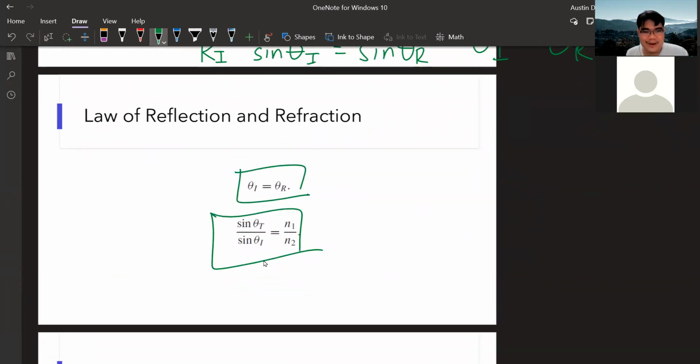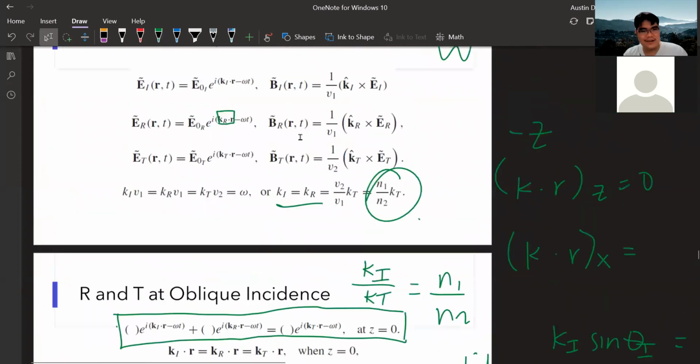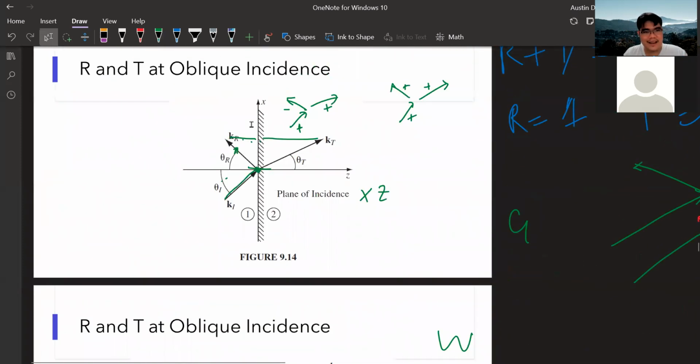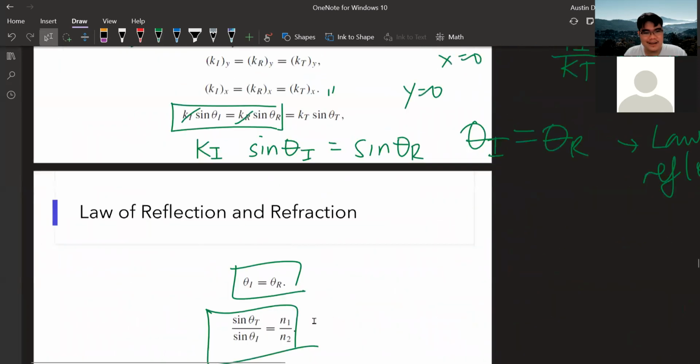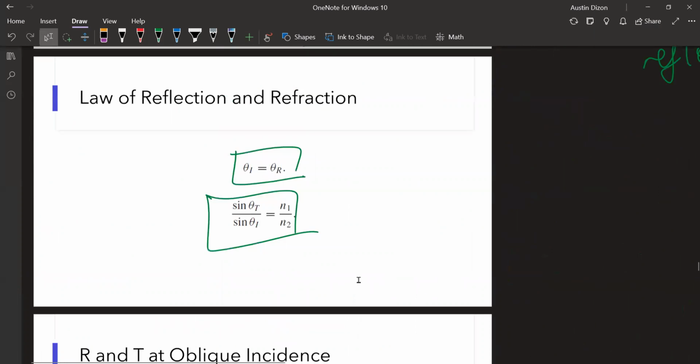So whenever you have waves passing through a surface, notice that they follow Snell's law. And there, we derived Snell's law and the law of reflection. Okay?